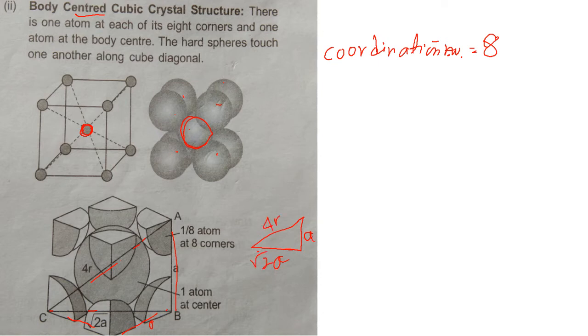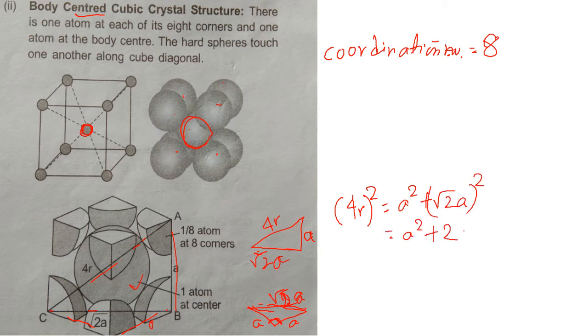You see this upper triangle and this lower triangle: A, A, root 2A, and this one is 90 degrees. Then by the Pythagoras theorem, the diagonal is root 2A. So 4R whole squared equals A squared plus root 2A whole squared, meaning A squared plus 2A squared equals 3A squared. Removing the square from both sides, 4R equals root 3A, or A equals 4R by root 3.